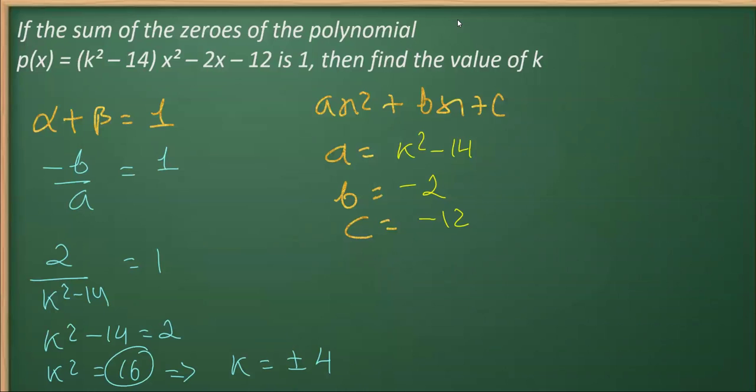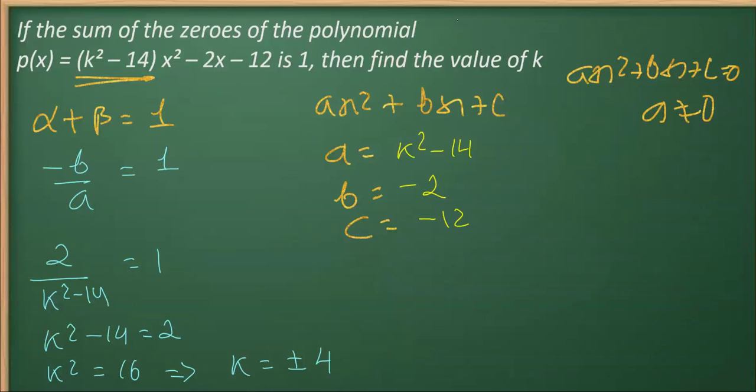Remember, we are finding the square root of 16, and k can take positive or negative values, but we must not declare the value of k without verifying. You know that a quadratic polynomial ax square plus bx plus c is equal to 0, where a should not be 0. So you need to cross check whether any value of k is making a as 0. Whether I place k as 4 or minus 4, I'm getting 16 here, and 16 minus 14 is not 0. In case you get 0, then you have to discard some values of k, which is not the case here. Therefore, we say that k is equal to plus minus 4 is the final answer.